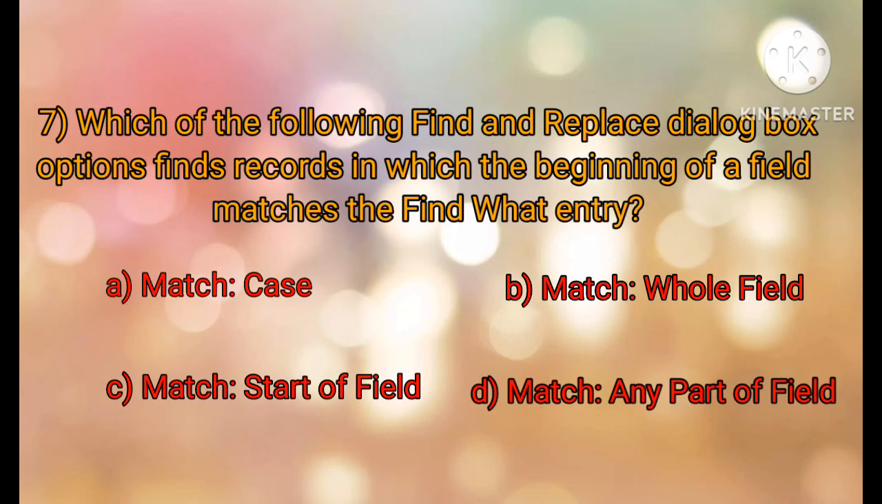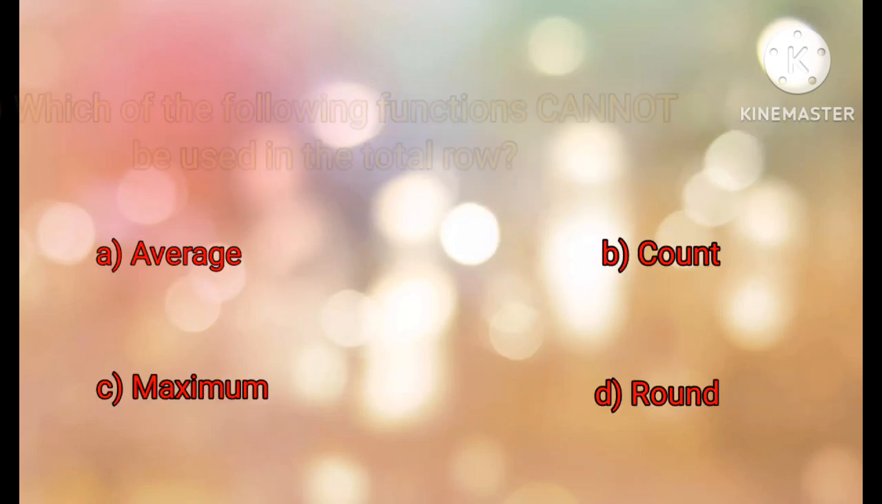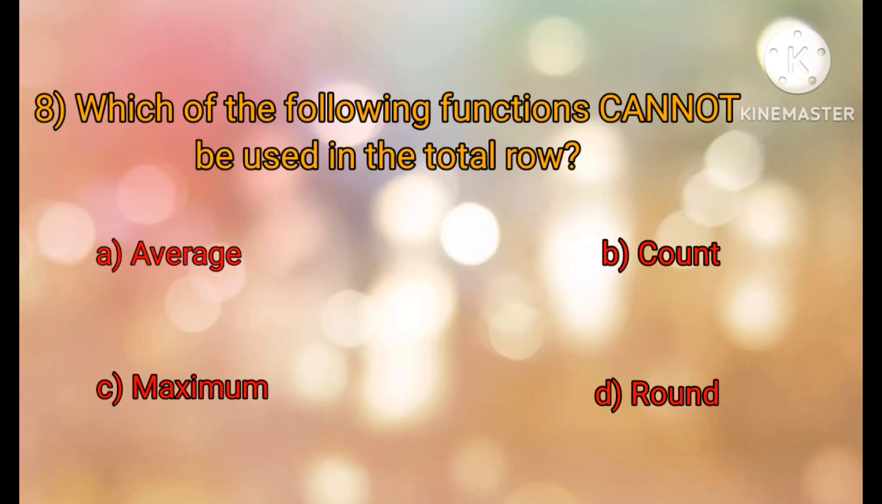Simple. Which of the following find and replace dialog box options finds records in which the beginning of a field matches the find what entry? Match start of field. Which of the following functions cannot be used in the total row? Round.